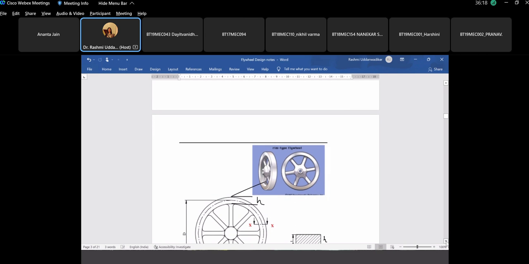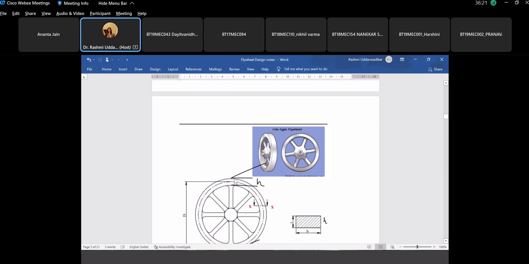If we go for a rimmed type flywheel, this is the height of the rim. The maximum amount of mass of this flywheel is concentrated at the rim, and almost 90% of the mass of the entire flywheel is concentrated at the rim. So only 10% is at the arms. So we want the mass to be concentrated more away from its center.